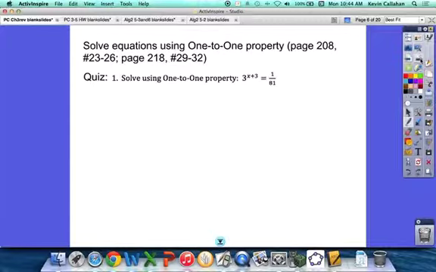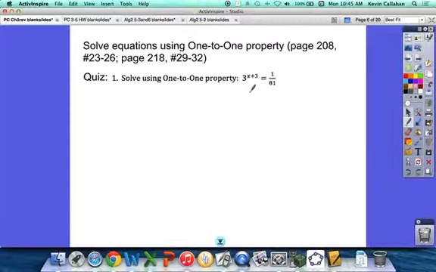Remember, solving equations with a one-to-one property. We have two of those, for exponentials and logarithms. For exponentials, we want to make exponentials of the same base on either side of an equal sign. In this case, since it's 3 to the x plus 3 and 1 over 81, what do you think that common base is going to be?